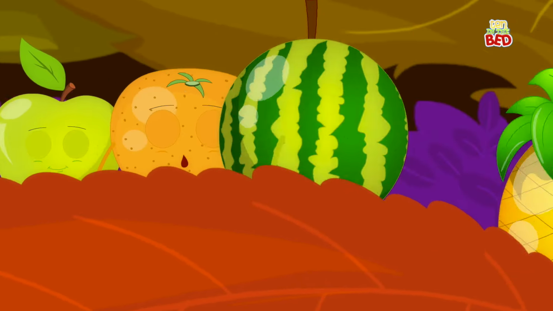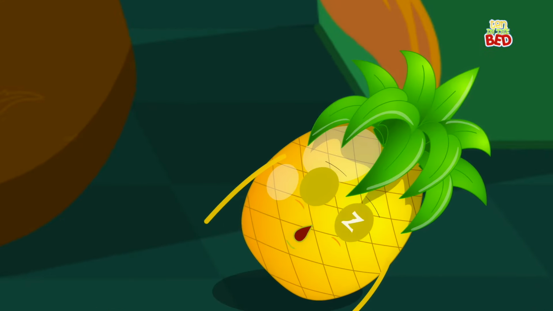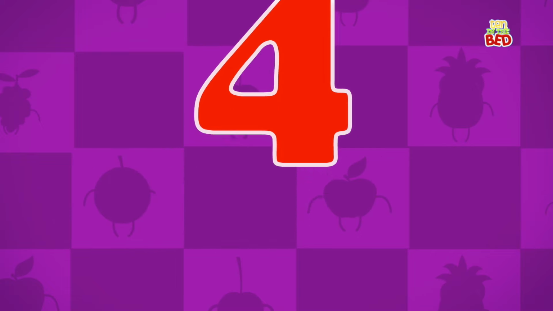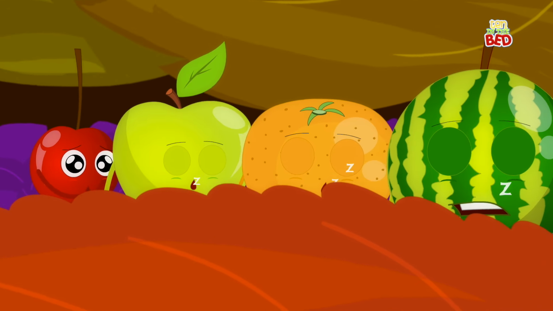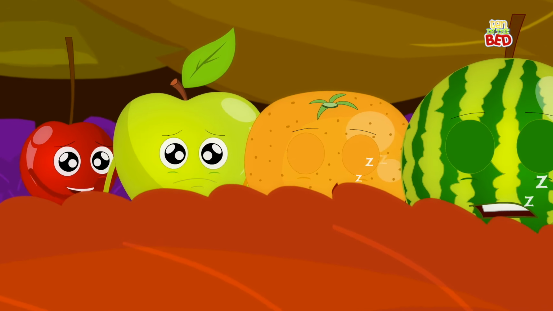So they all rolled over and one fell out. Four! Four! There were four in the bed and the little one said, roll over, roll over.